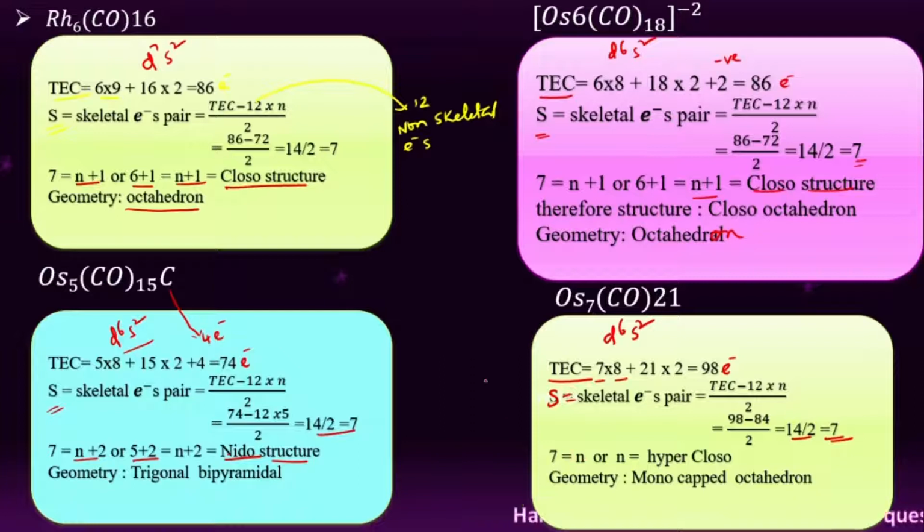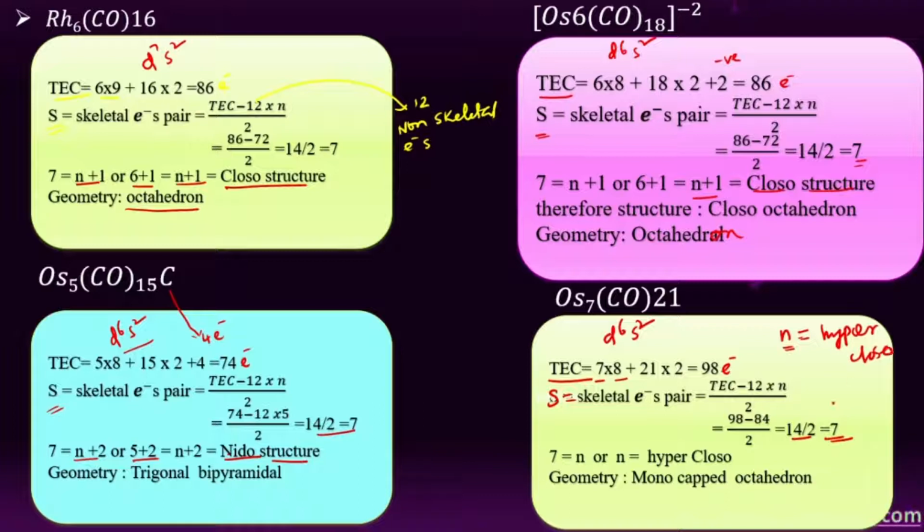Generally please remember student, here if S is equal to n plus 1, n plus 2, or if it is n, generally the structure is a hypercloso structure.